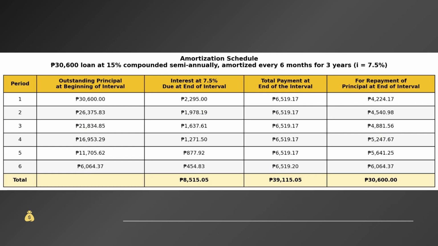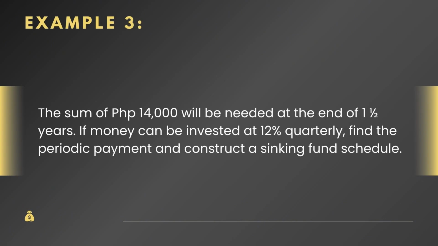In this amortization schedule, we again see the same pattern. Interest gradually decreases, while the portion applied to the principal gradually increases. In total, the interest amounts to 8,515.05. Total payments amount to 39,115.05, and the full 30,600 principal is repaid over the 6 payment periods.